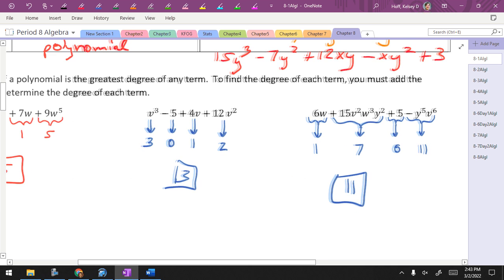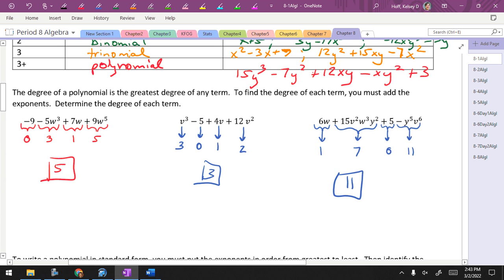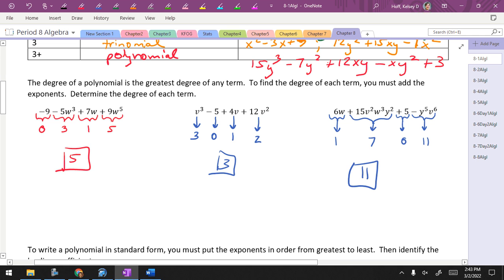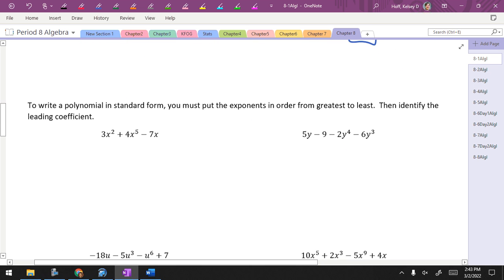Questions on degree, because it's going to impact our next piece as well. Add your exponents. If it's a constant, a number without a variable, 0. Go ahead. Okay. To write a polynomial in standard form, you must put the exponents in order from the greatest to the least, then identify the leading coefficient.